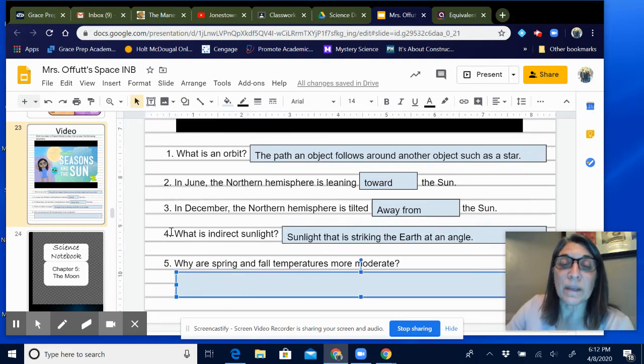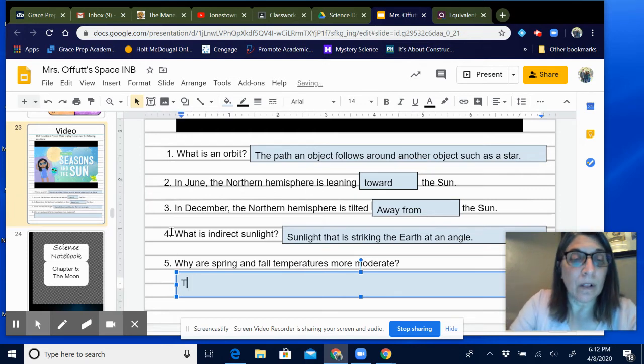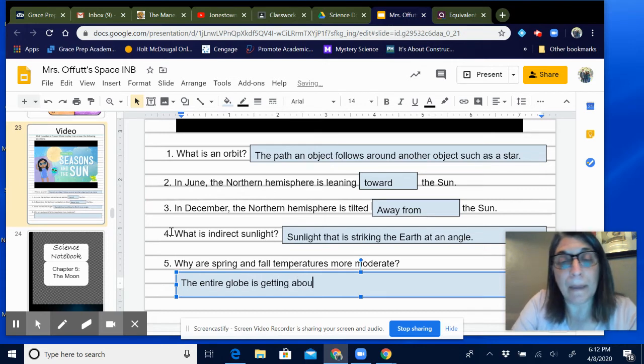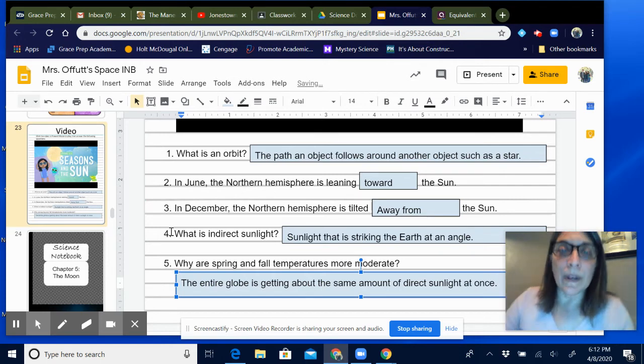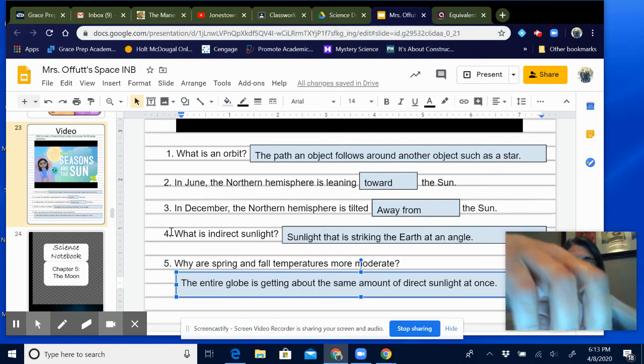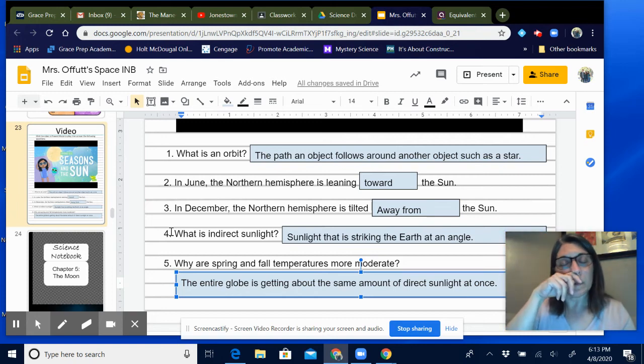And then why are spring and fall temperatures more moderate? Well, the entire globe is getting about the same amount of direct sunlight at once. When the Earth is on this side and those opposite sides, where those seasons are, the whole Earth as it's rotating is getting about an equal amount of sunlight. So whether in the northern or southern hemisphere, you're getting similar temperatures and weather. One is spring, one is fall, but they're again similar. Okay, so now we're not done yet.